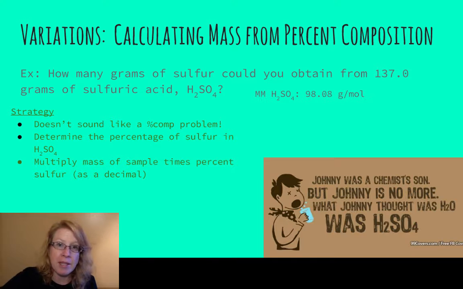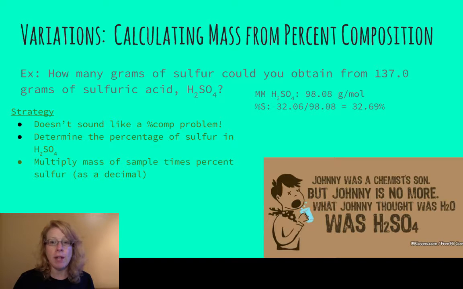So I'm doing my molar mass of sulfuric acid first, because I know I'm going to need that, 98.08. That's 2 hydrogens, 1 sulfur plus 4 oxygens. I know that sulfur weighs 32.06, so that's my part divided by whole step is the next one. So 32.06 grams of sulfur out of 98.08 grams total gives me 32.69% of sulfur in this particular compound. All right, well now I know that of that 137 gram pile of sulfuric acid, 32.7% of it has got to be sulfur. So now I just do the multiplication.